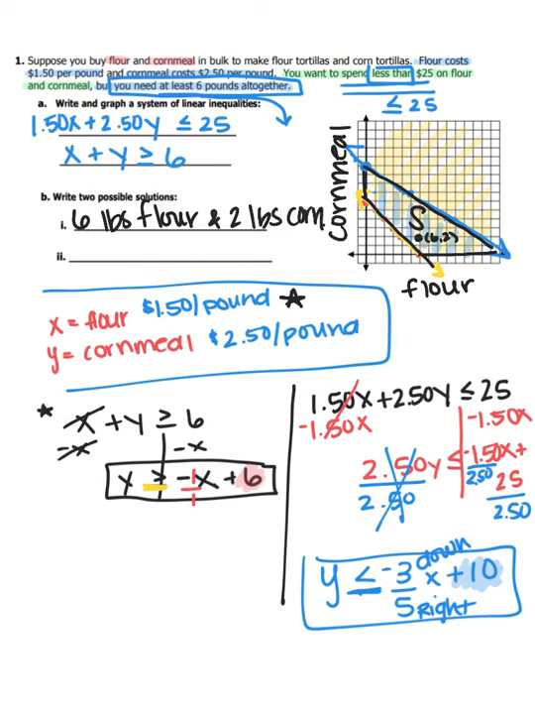Now we could pick something else. It really doesn't matter. I'm going to go all the way over to this point right here. So that's over 1, 2, 3, 4, 5, 6, 7, 8, 9, 10, 11, 12, and up 1. So 12 pounds of flour and 1 pound of cornmeal is another solution. So there are many solutions. Those are just 2. Just pick any 2 coordinates in that shaded region that was double overlapped.